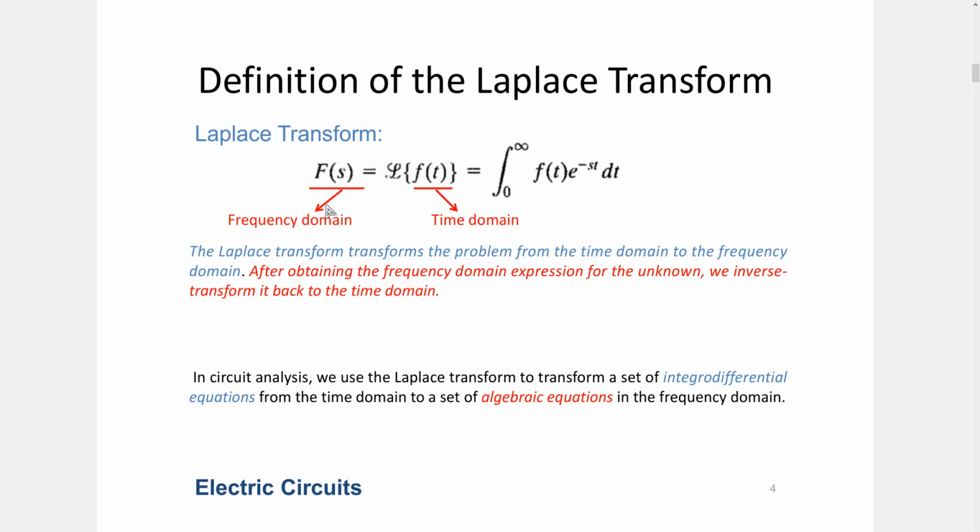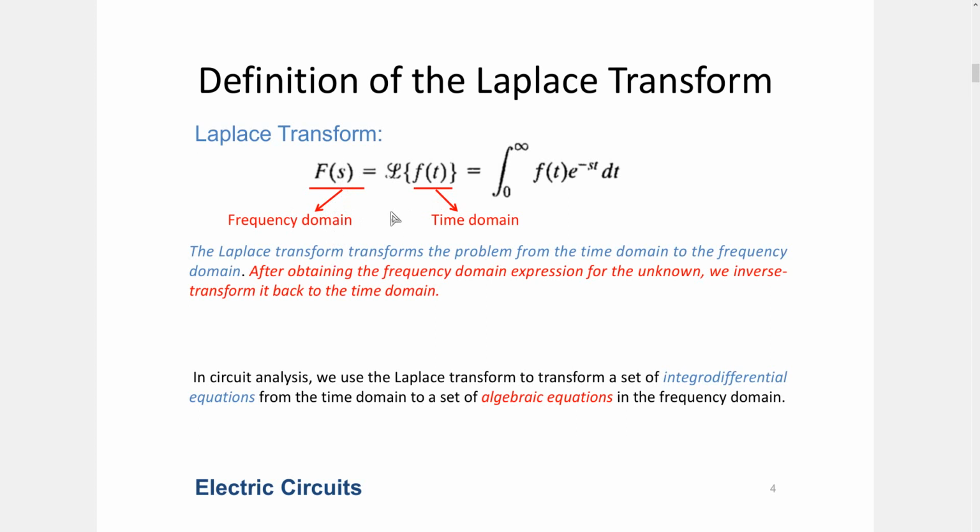S represents the complex frequency. In the future, when you learn about signals and systems courses, when you learn about the Fourier transform, you will see that s equals j omega. But for the time being, let us not complicate things and forget about it.